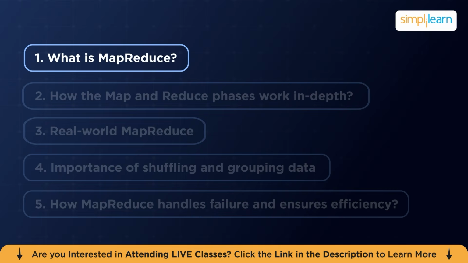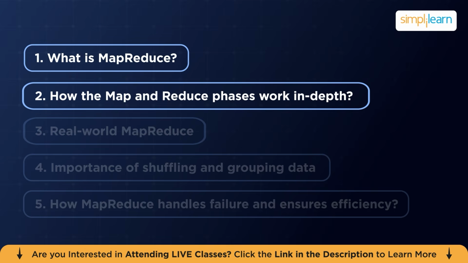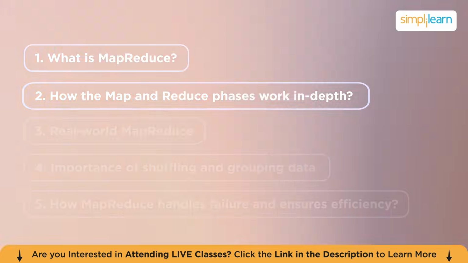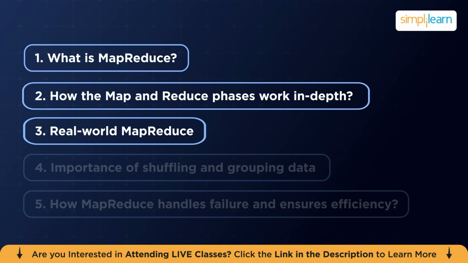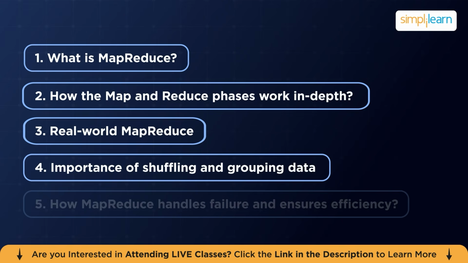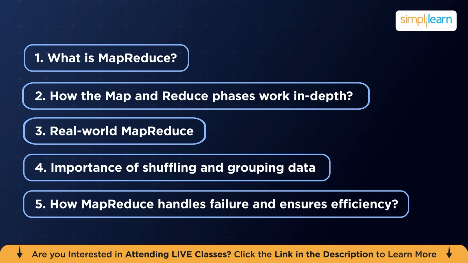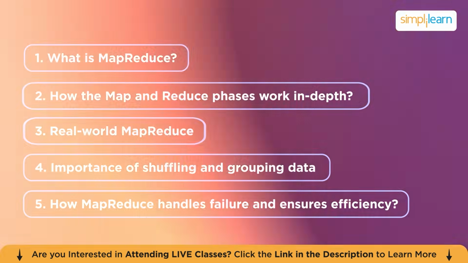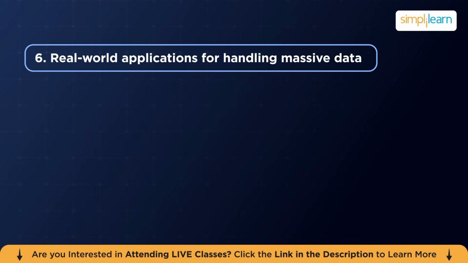So in this video, we will cover what MapReduce is and why it is needed in the first place. We'll also see how the map and reduce phases work in depth, real-world MapReduce examples like counting words in documents, the importance of shuffling and grouping data, and how MapReduce handles failure and ensures efficiency. And by the end of this video, you will not only understand MapReduce, but also how it's used in real-world applications for handling massive data.